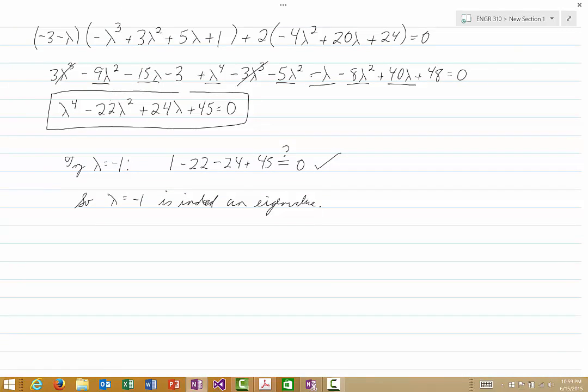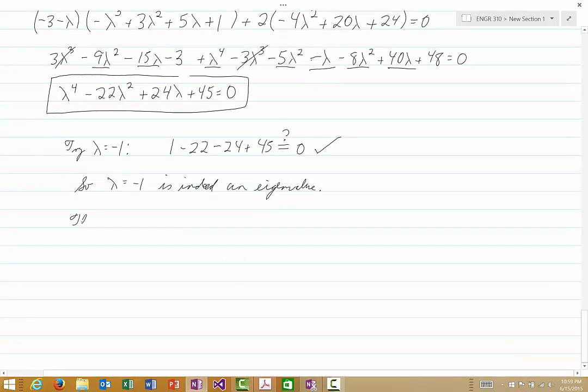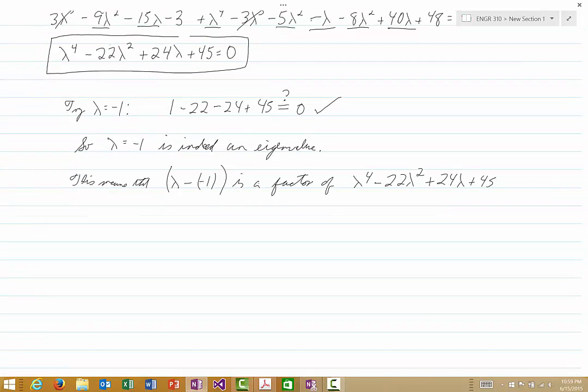Now, this helps us to find the others in the following way. This means that lambda minus negative 1 is a factor of lambda to the 4th minus 22 lambda squared plus 24 lambda plus 45. And we can find out more about that by simply doing what's called synthetic division. So we have lambda plus 1, and we're going to divide that into lambda to the 4th minus 22 lambda squared plus 24 lambda plus 45.